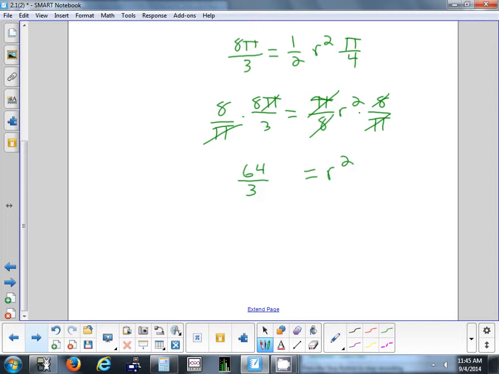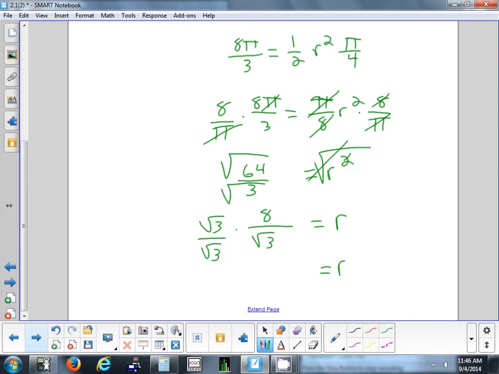Square root both sides. Okay, when you square root a fraction, the way you can do it is you can square root the top and bottom separately. So it's going to give me R. And the square root of 64, that comes out nice. How much is square root of 64? 8. Divided by square root of 3. And what do you do to get the square root of 3 out of the denominator? Yeah, multiply top and bottom by root 3.